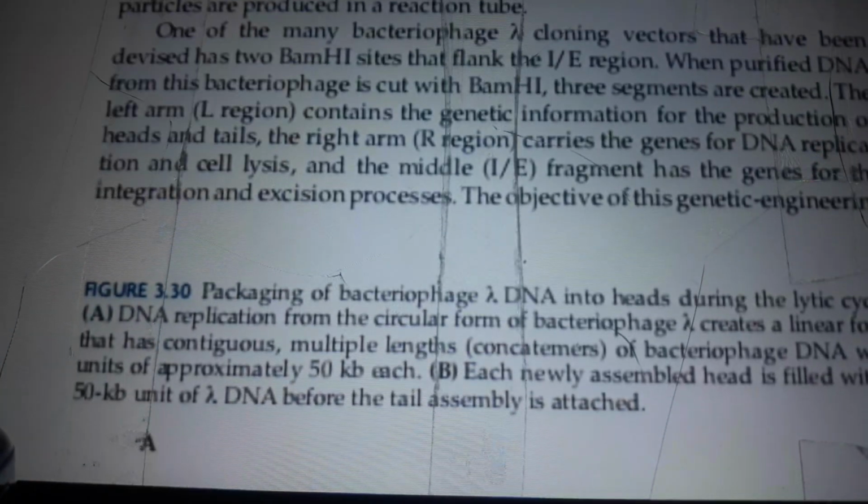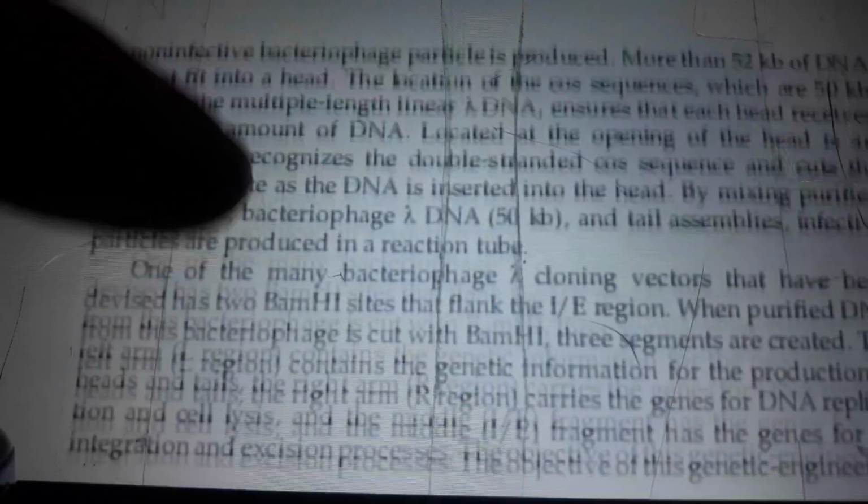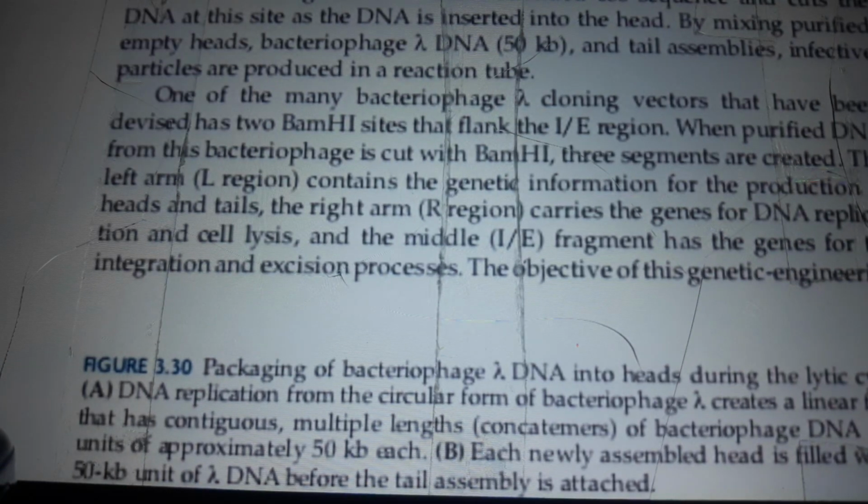vectors that have been devised has two BamHI sites that flank the IE region. When purified DNA from this bacteriophage is cut with BamHI, three segments are created. The left arm, L region, contains the genetic information for the production of heads and tails. The right arm, R region, carries the genes for DNA replication and cell lysis. And the middle IE fragment has the genes for the integration and excision processes.